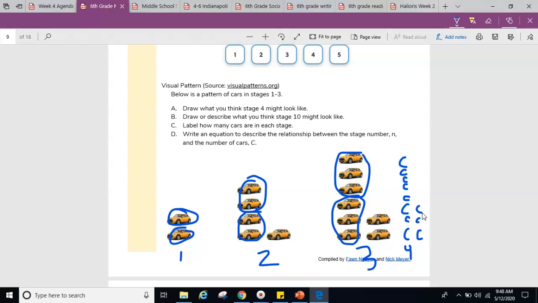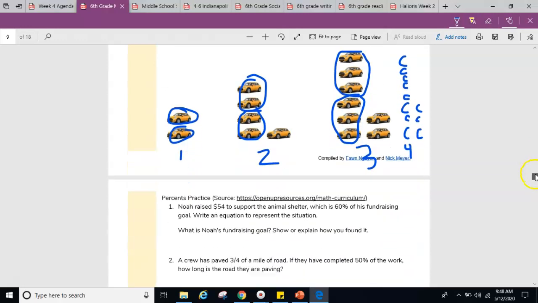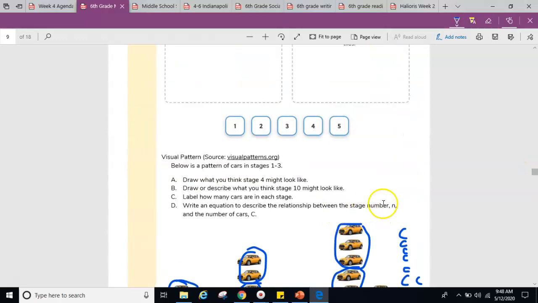How would you think stage 10 might look like going off of the logic that we just did? Label how many cars are in each stage. So you're just going to count the cars up like I did and put a label on it. And then you're going to write an equation using N and C.